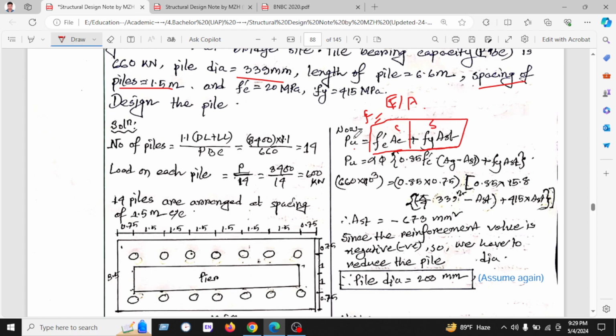Okay, this is a basic formula, and here is the main formula of pile or column design. We have PU equals alpha phi 0.85 f'c (AG minus AST) plus Fy AST. Here is the concrete part, which replaces the concrete area with AG minus AST, plus Fy AST. So we have found the pile load. Here is the pile load: for each pile, not all 14 piles, each pile takes 600 kilonewton.